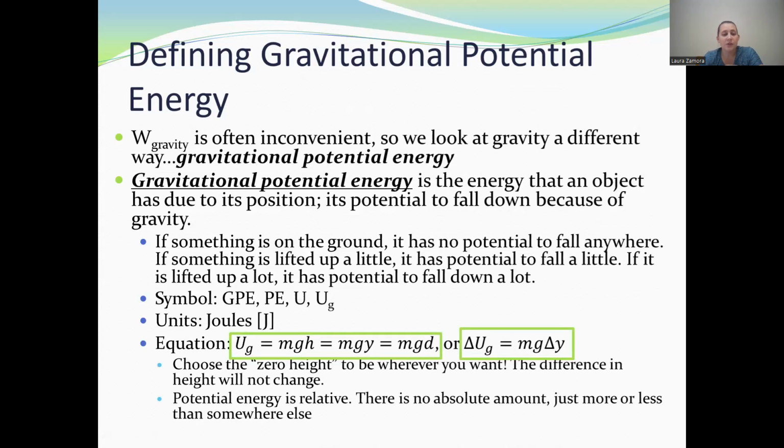So you can choose that zero height or that reference point to be wherever you want, just like we did for projectile motion, for example. The difference in the height will not change. You'll still have the same distance, regardless of what your 0 point is. Just make it wherever is most convenient, and then keep it consistent throughout the whole problem. So that means potential energy is relative, right? There's no absolute amount of it, just more or less than you would have somewhere else.